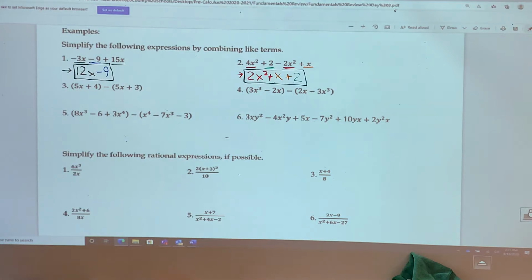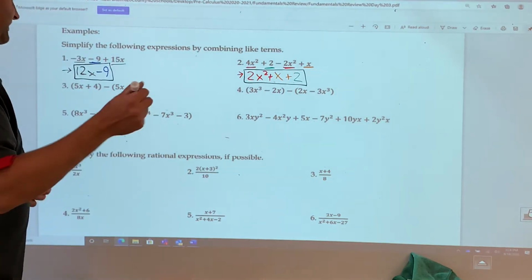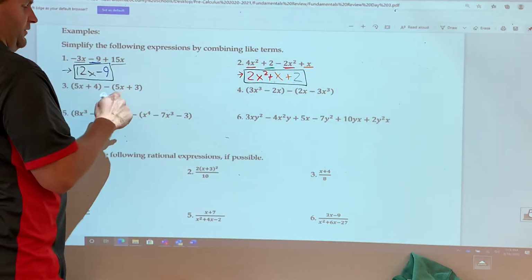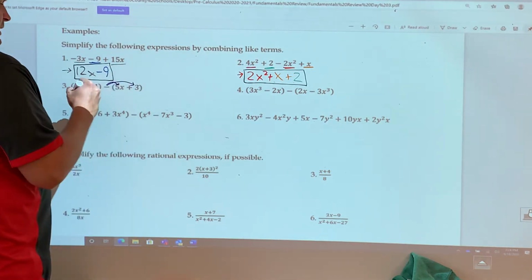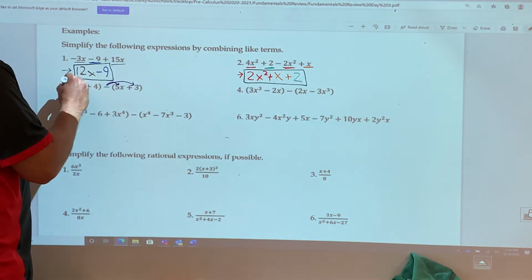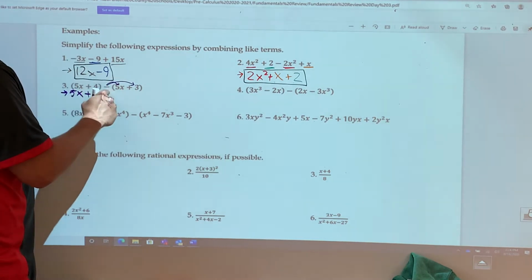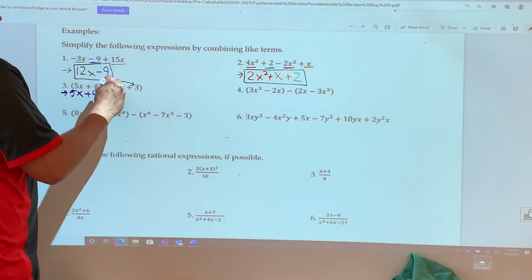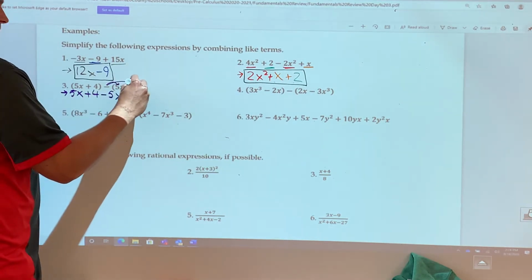All right, number 3 here. First thing we need to do before we even think about like terms is that we've got this minus sign in front of a parentheses. We need to distribute that minus sign through. When I do that, I'm going to have 5x plus 4. The minus sign to the 5x now gives me a negative 5x, and the minus sign to the 3 now gives me a negative 3.